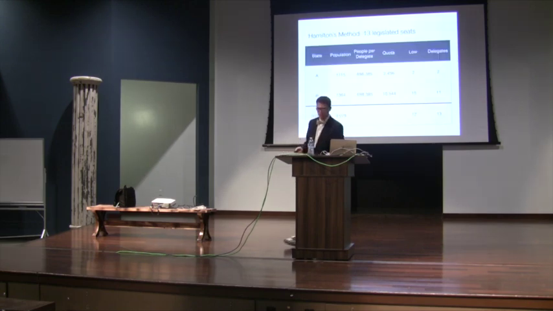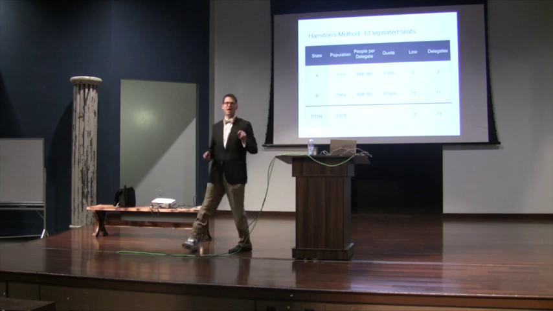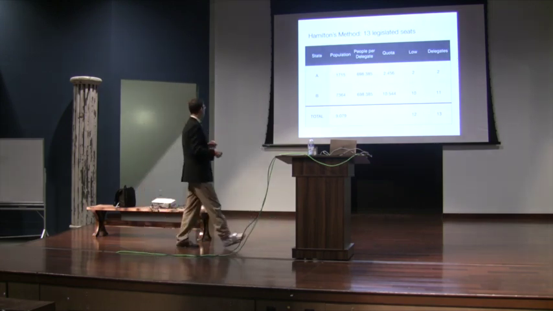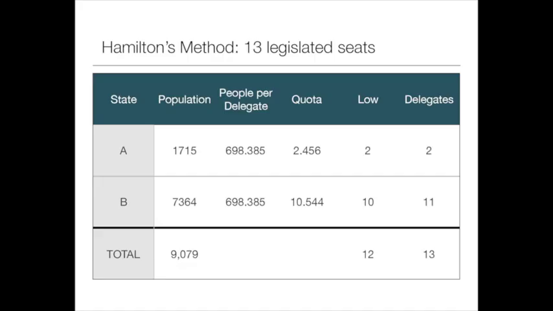So we'll demonstrate this. This turns out to be a little bit harder to concoct with smaller states, so I simplified the situation quite a bit, and I went with just a two-state union. A two-state union that has roughly 9,000 people in it. Right? So with 13 legislative seats, my apportionment is 2 and 11.